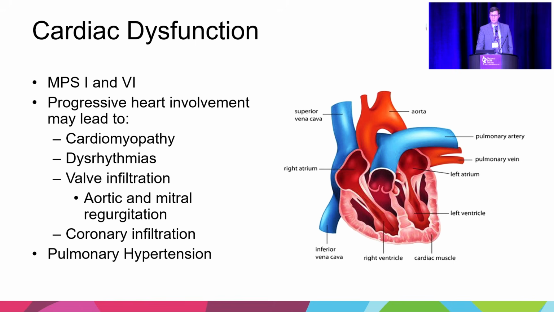And there's coronary infiltration, which can decrease the perfusion to the heart. And as I previously mentioned, the chronic hypoxia and hypercarbia can combine with valvular lesions to predispose patients to pulmonary hypertension. So how can we mitigate the cardiac risks?